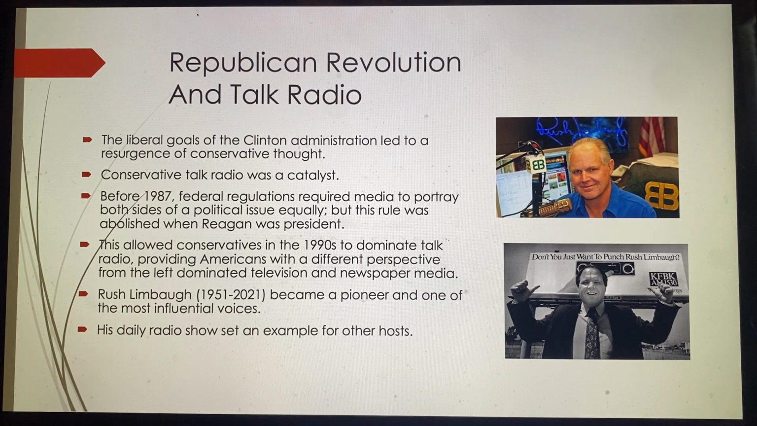The Republican Revolution and talk radio. So this is important, where talk radio actually begins. The liberal goals of the Clinton administration led to a resurgence of conservative thought. Conservative talk radio was the catalyst. So the media, practically the entire media, had started being controlled by liberals, especially when they were filming things to do with the Vietnam War.